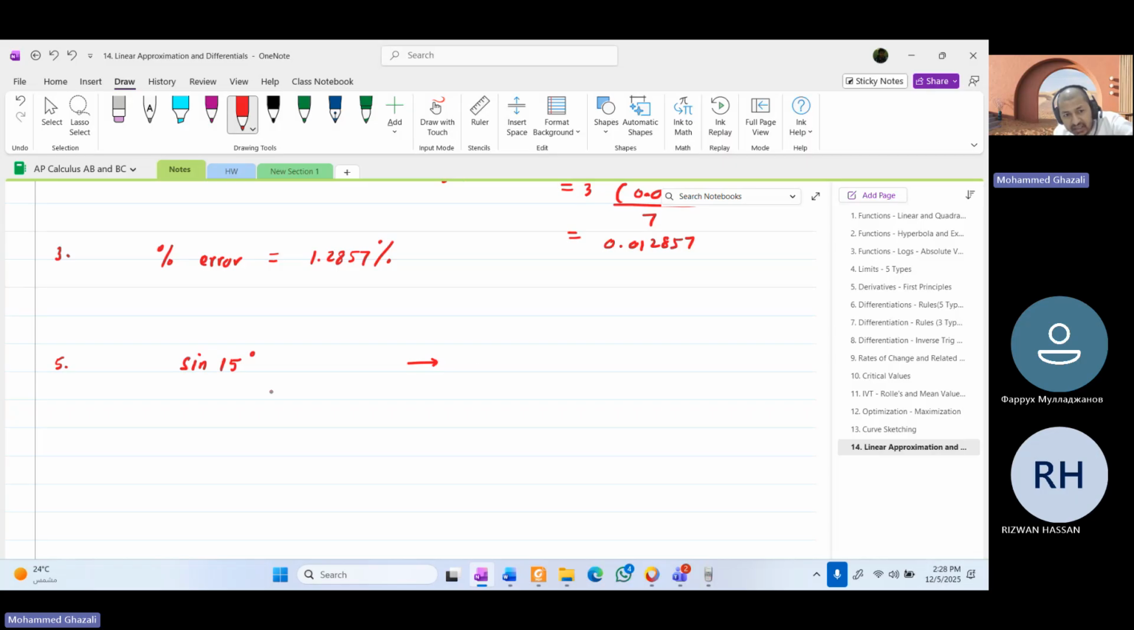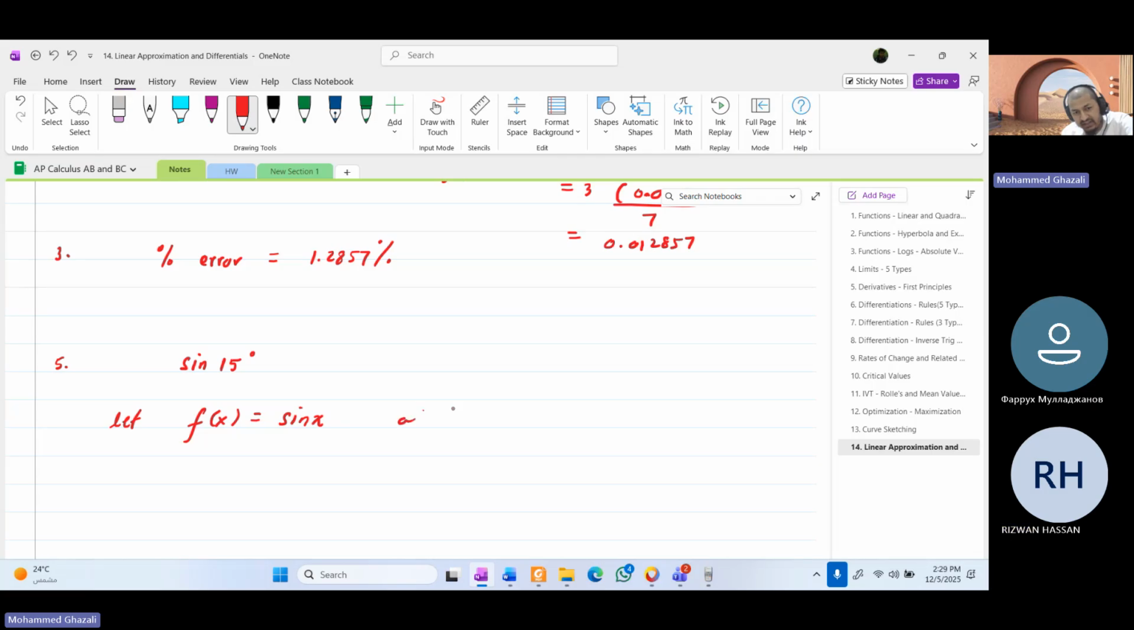So let's estimate this now. First, are we going to do the sine sum or sine difference? No. We're going to use linear approximation. Okay, so we say let f of x be equal to sine x.